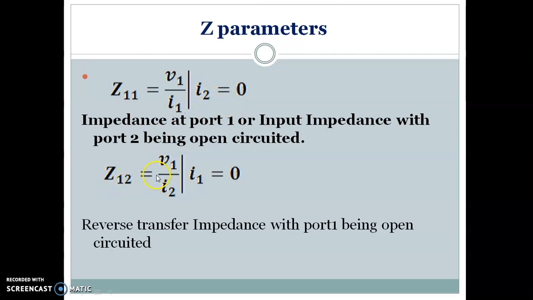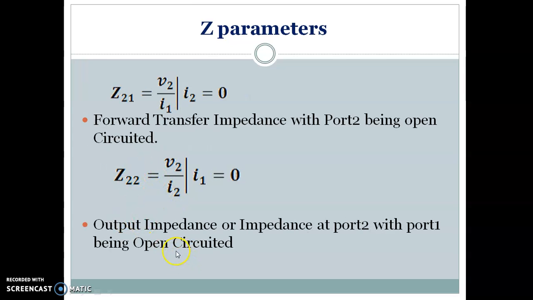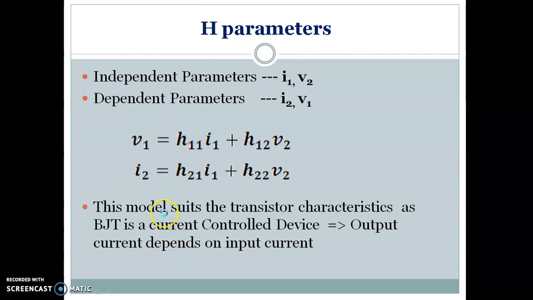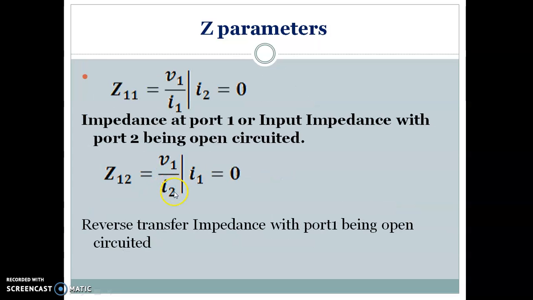Similarly, next is Z12, which is V1 by I2 with I1 equal to 0. Here you can see the ratio is the input voltage by the output current, with I1 being 0. That means port 1 is now open circuited. So it is input by output, and therefore it is the reverse transfer impedance, because this is a transfer. It doesn't deal with a single port, it deals with two ports. So it is the transfer impedance with port 1 being open circuited.